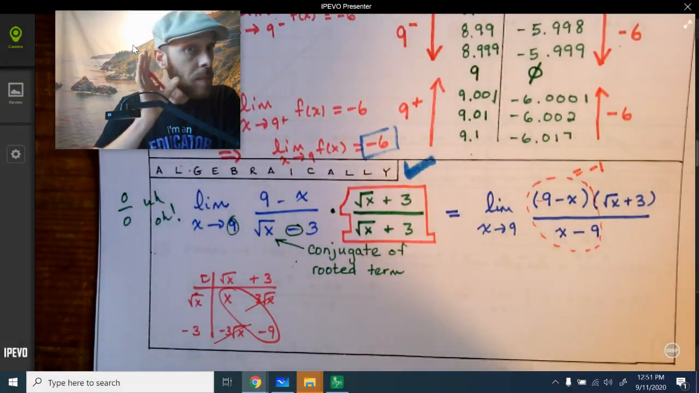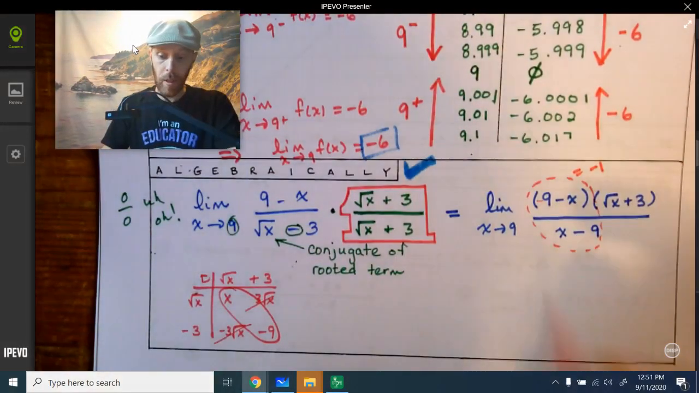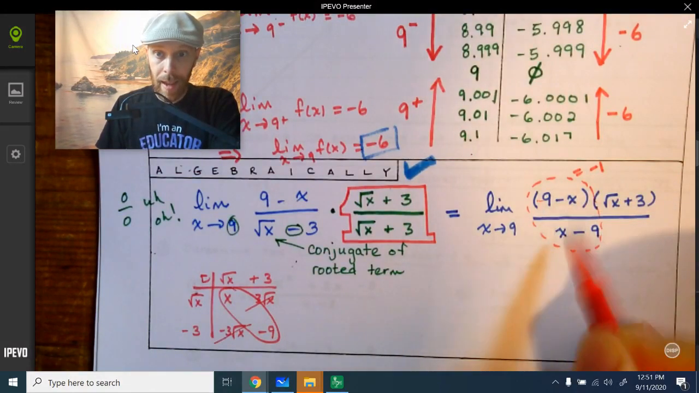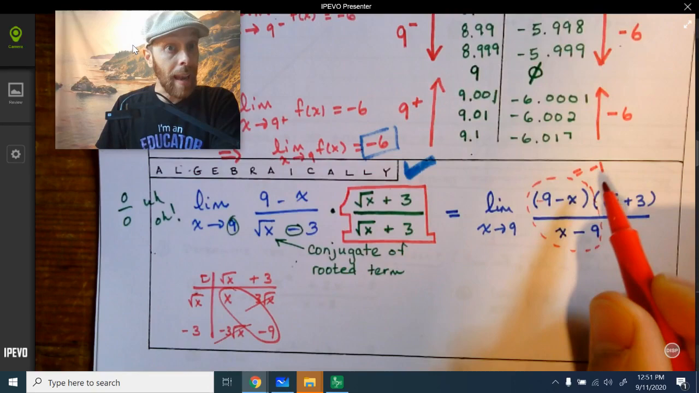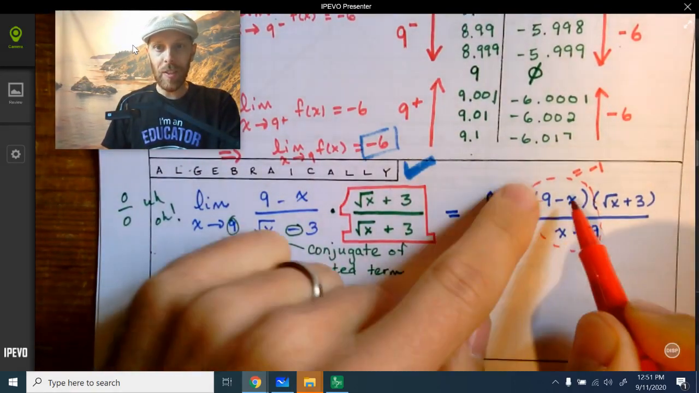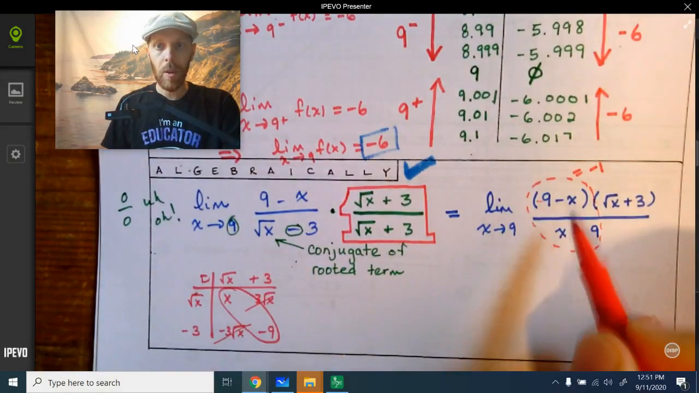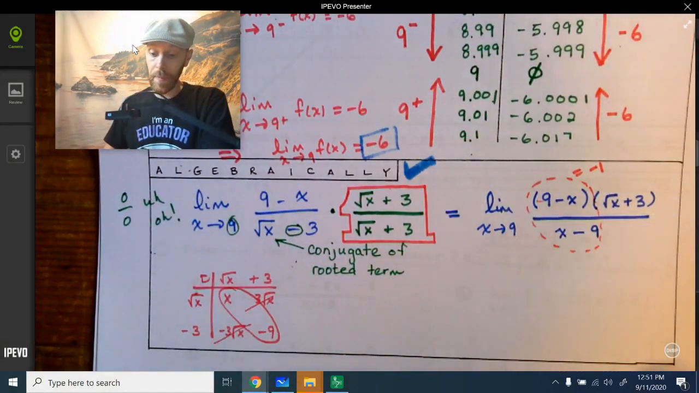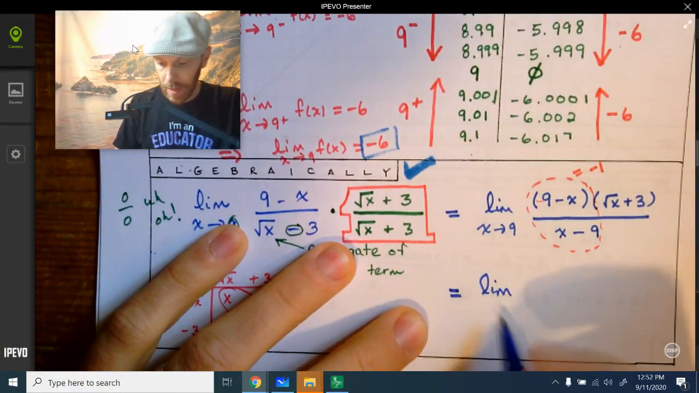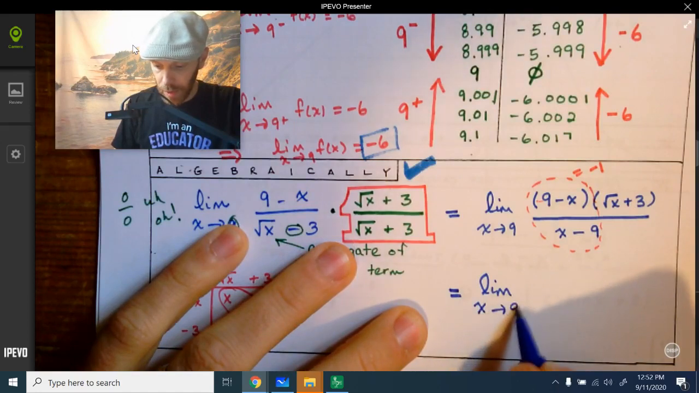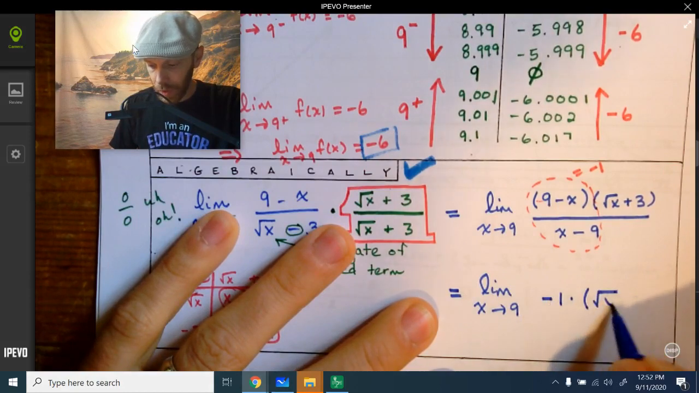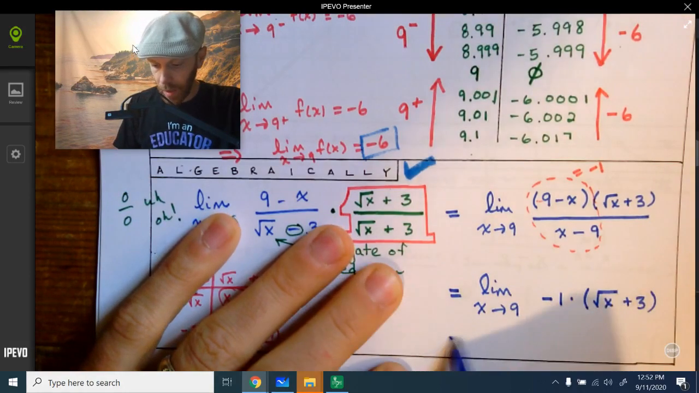Give me another number. 4? Okay, 4. Let's plug 4 in. 9 minus 4 is 5. 4 minus 9 is negative 5. 5 over negative 5 is negative 1. It turns out that because these are opposites of each other, see how the terms have been reversed? 1 divided by the other is always equal to negative 1. Therefore, we can say this is equal to the limit as x approaches 9 of negative 1 times the square root of x plus 3.